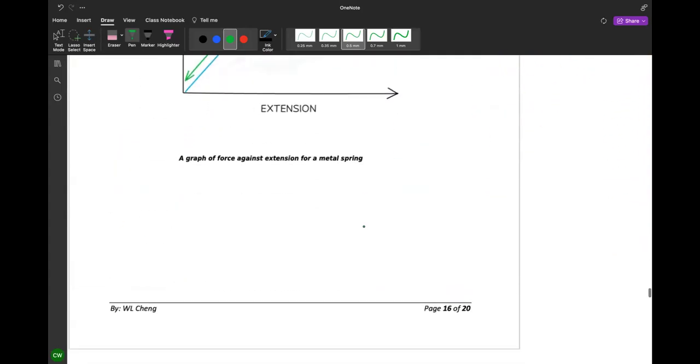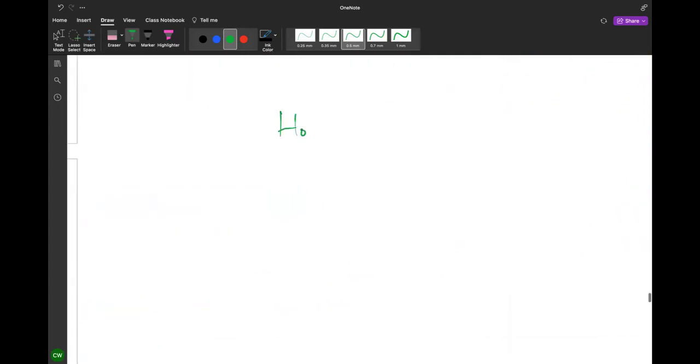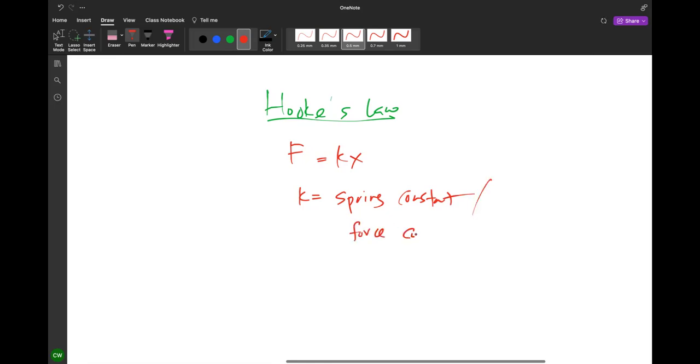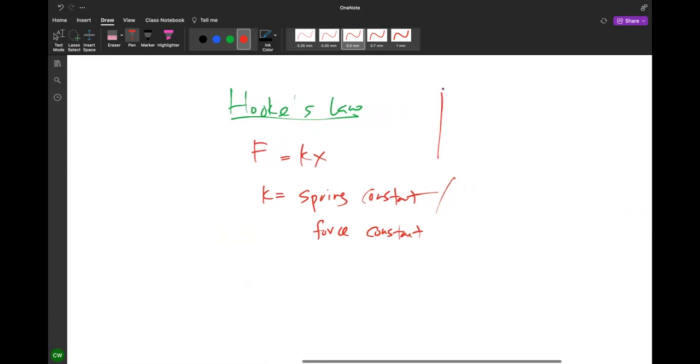Okay, let me teach you about a new law. This is called Hooke's law. There is an equation for Hooke's law. It is F equal to Ks. The K is called the spring constant. Sometimes it's called the force constant. Either spring constant or force constant, this is K. Sometimes you are asked, how do you know it's Hooke's law?